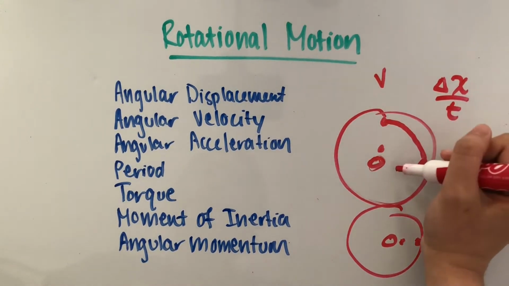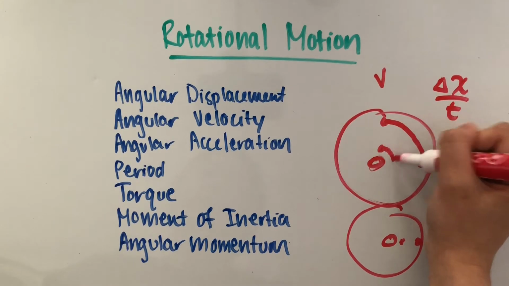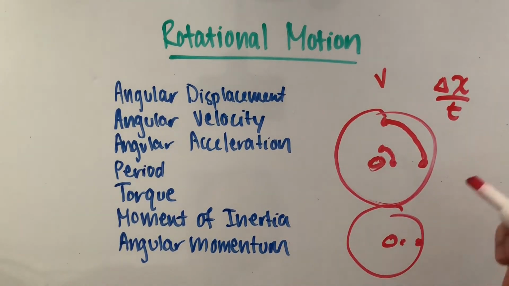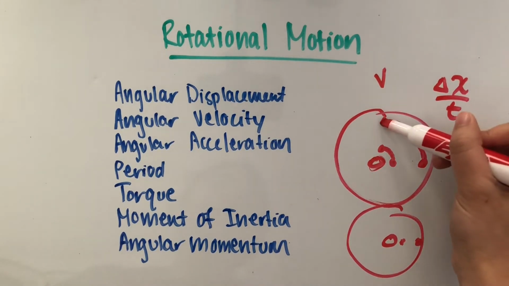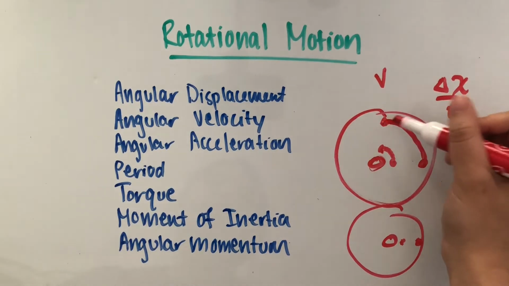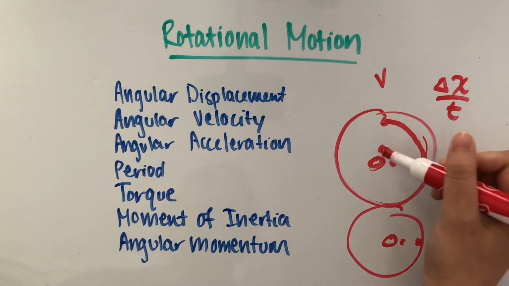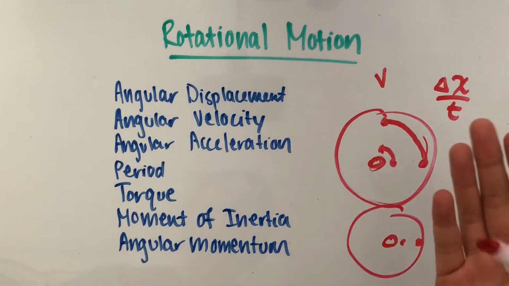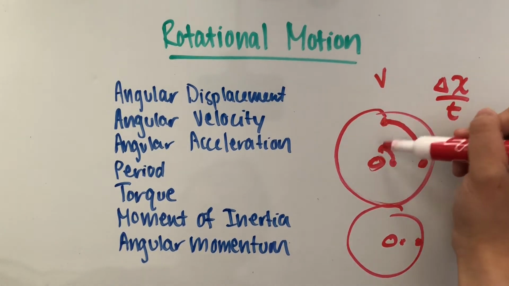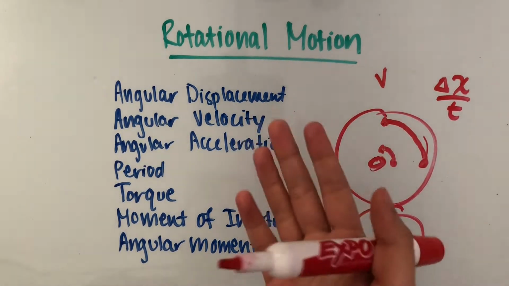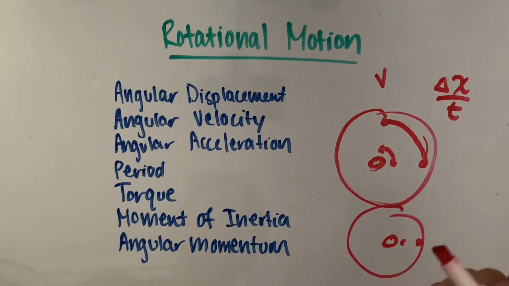Now the velocity of this point is going to be this distance over the same amount of time. The problem here is that the velocity of this point is much greater than the velocity of this point, because this point traveled a greater distance than the inner point did. Well, what if we had a variable that was the same for both of these points, regardless of how far they were away from the center of the tire? And that's where rotational motion variables come in handy.